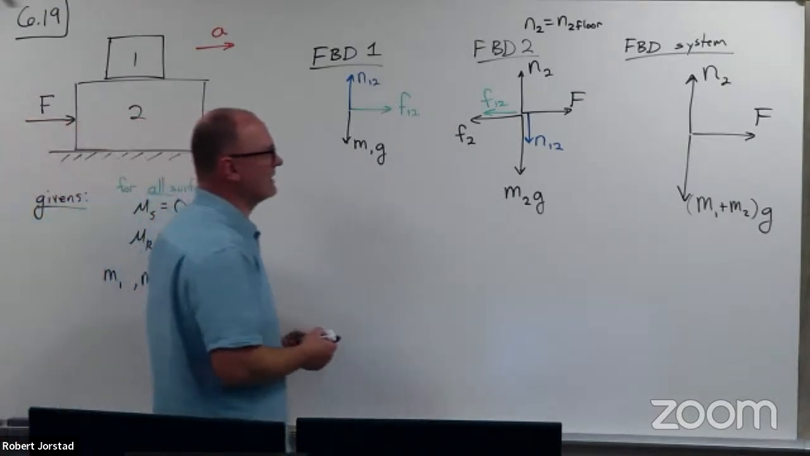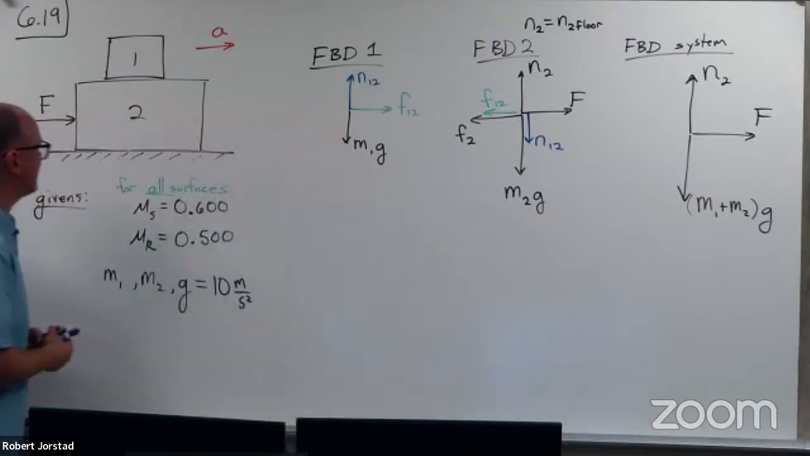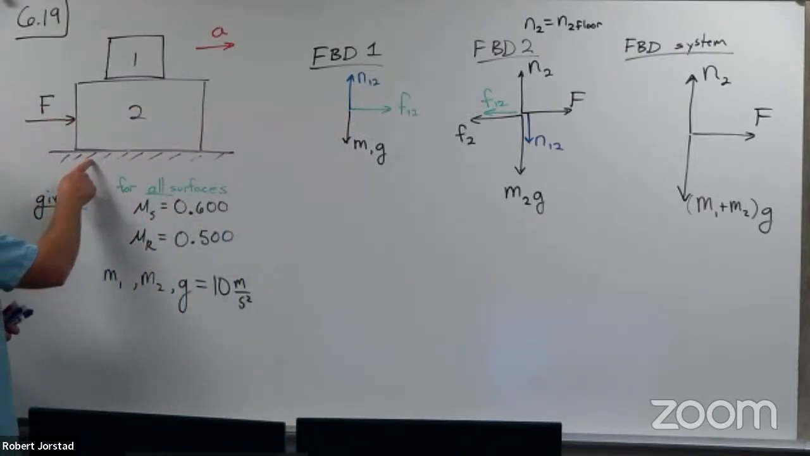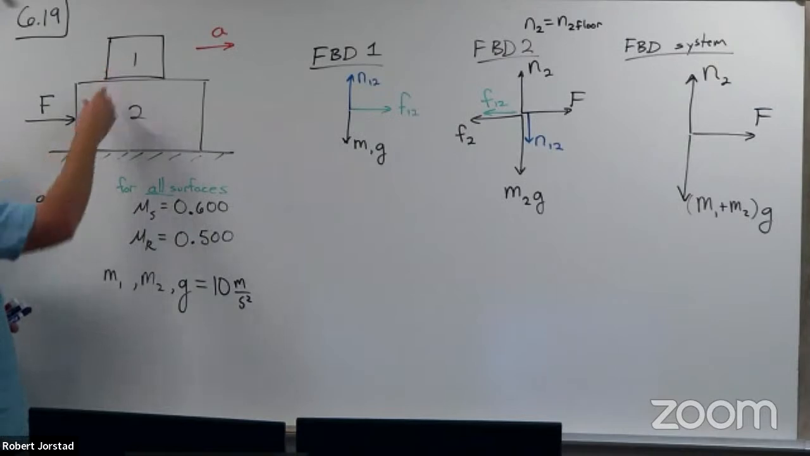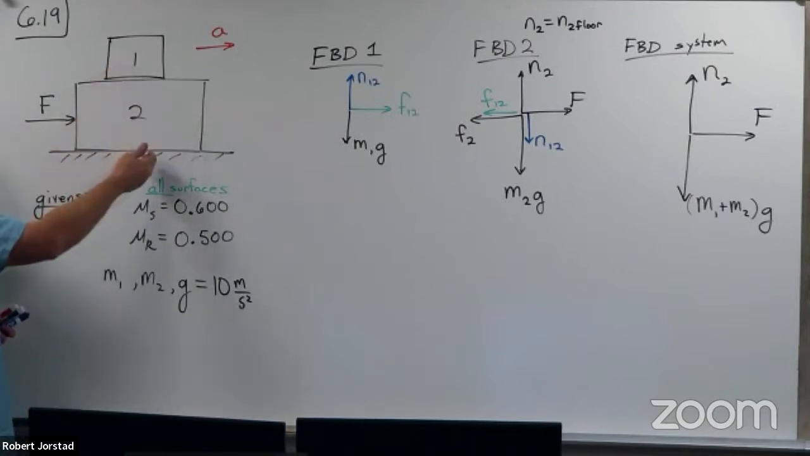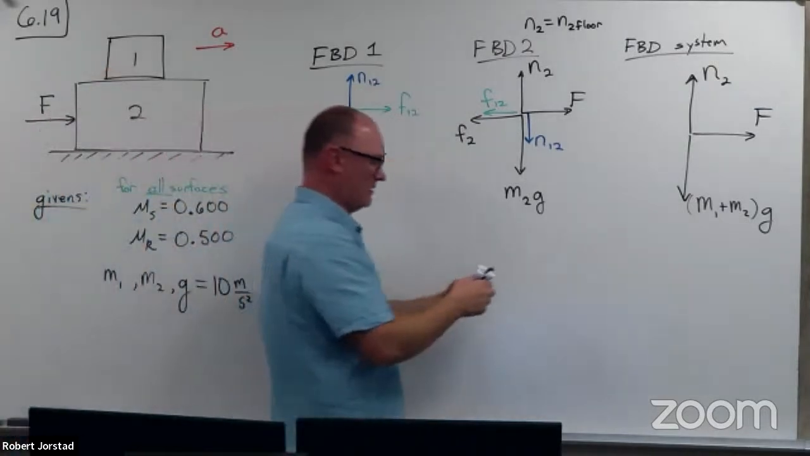Next, I've got, in this case, friction with the floor is external, right? 1 and 2 are the system. The floor is outside the 1-2 system. The floor friction is still there.